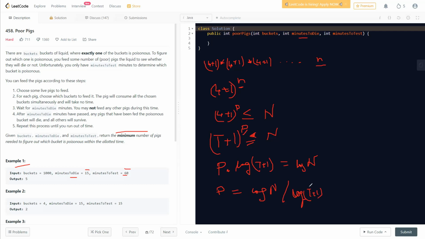So what is this t? We found it by dividing minutes to test by minutes to die. And N is our number of buckets. So we exactly know what we need to find out, and we got our answer. Here we are not using any data structures or huge algorithms. This is pretty much simple maths we are using.